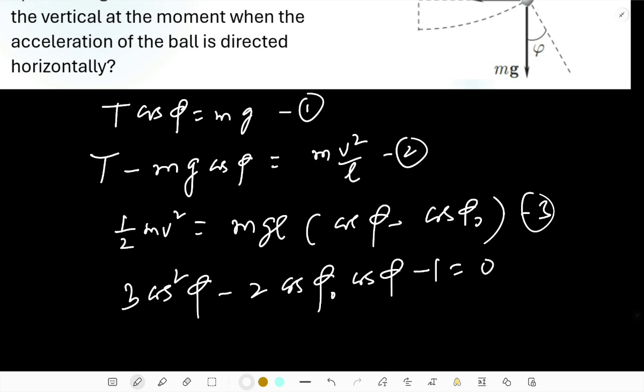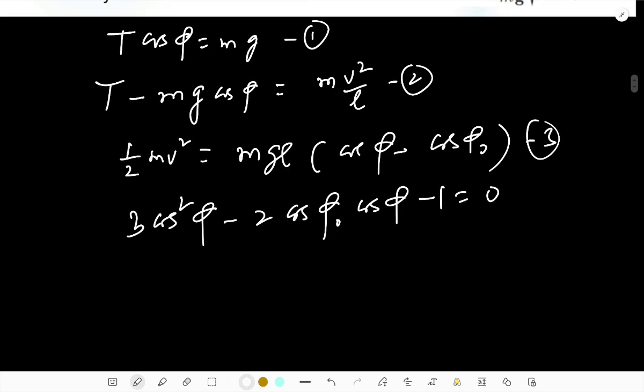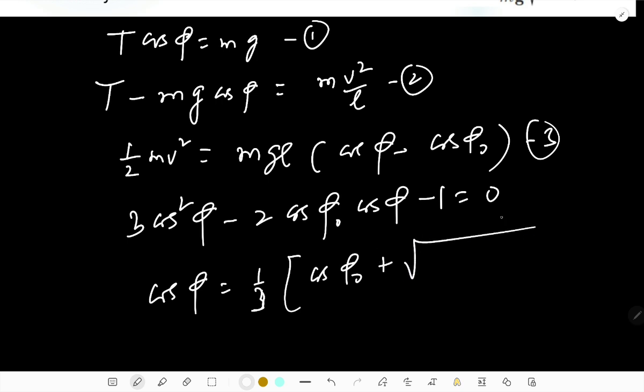After solving this quadratic equation and choosing the positive root of cos phi, you will get simply 1 by 3 cos phi naught plus the square root of cos squared phi naught plus 3. This is your job basically, not mine. And we got this problem solved.